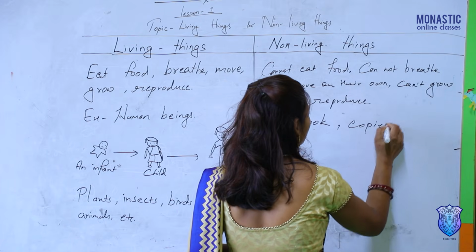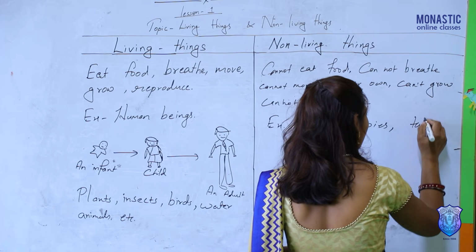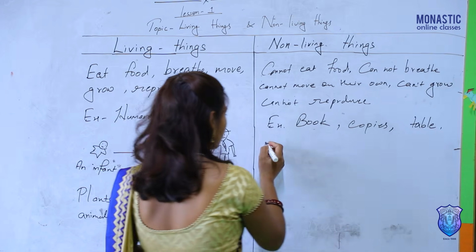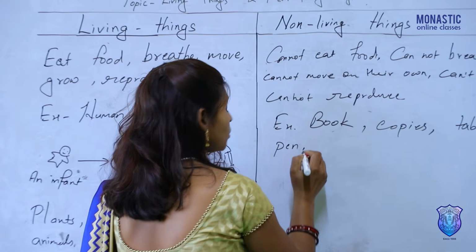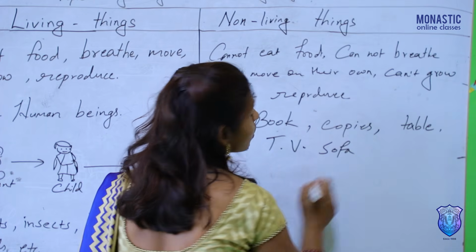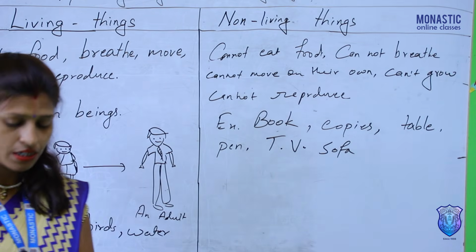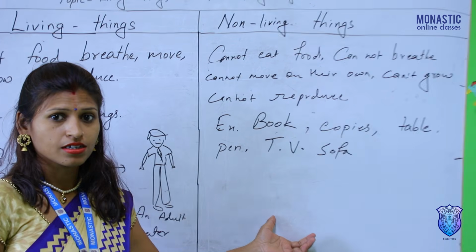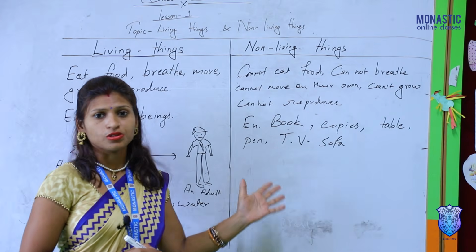Book, copies, table. Look in your room, there are lots of things. Pen, your TV, your sofa, like this. So students, these are the examples of living things and non-living things. I hope you all understood.